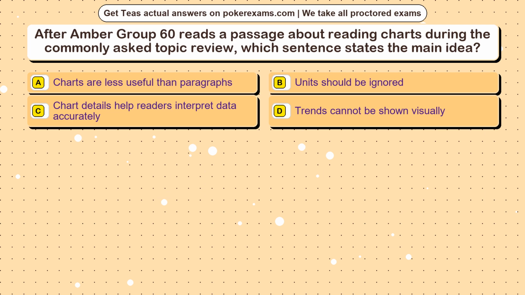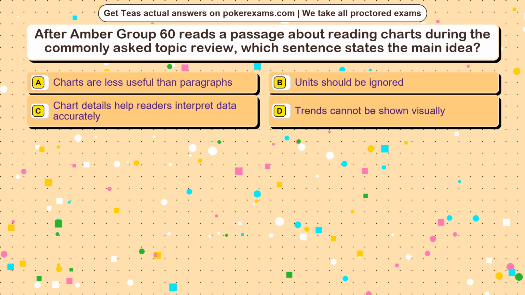Question 1. After Amber Group 60 reads a passage about reading charts during the commonly asked topic review, which sentence states the main idea? Option A. Charts are less useful than paragraphs. Option B. Units should be ignored. Option C. Chart details help readers interpret data accurately. Option D. Trends cannot be shown visually.